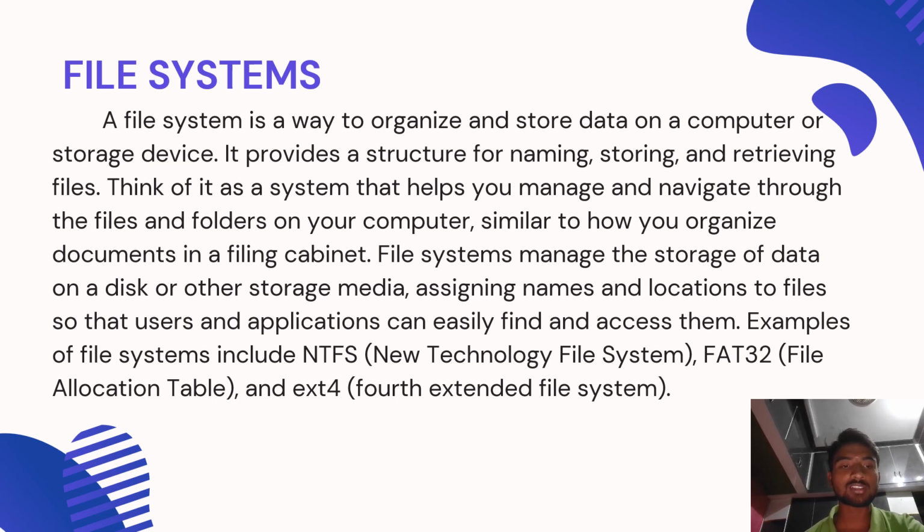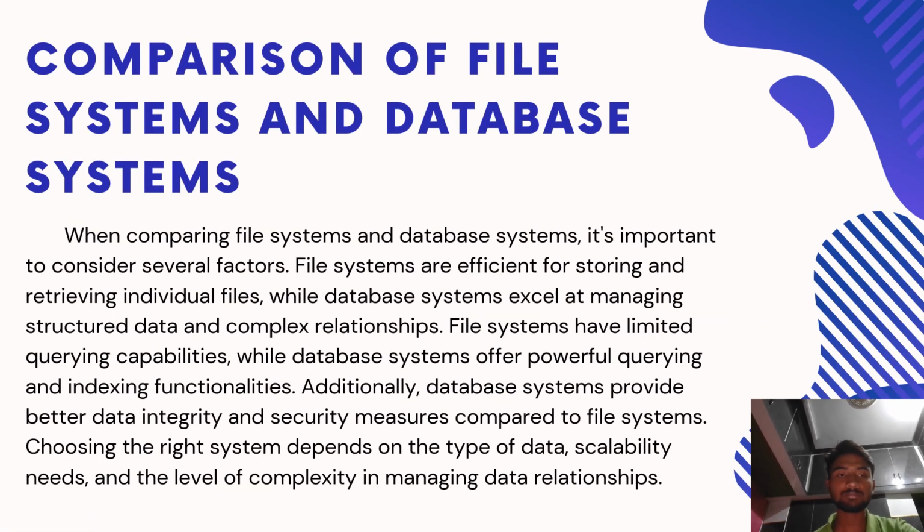Similarly, how you organize documents in a filing cabinet, a file system manages the storage of data on a disk or other storage medium, assigning a name and location to each file so that users and applications can easily find and access them. Examples of file systems include NTFS (New Technology File System), FAT (File Allocation Table), and ext4 (Fourth Extended File System).